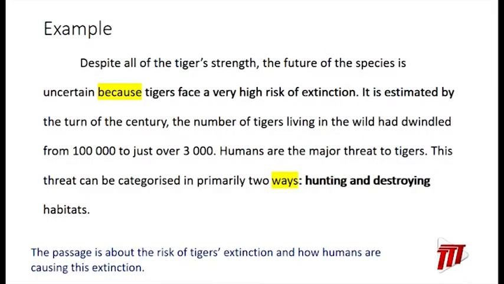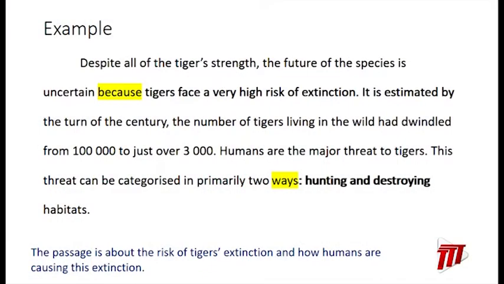Signal words: because and ways. Because tells me that there is some kind of reason, some kind of explanation, because tigers face a very high risk of extinction. Ways tells me that we're going to expect some kind of effect, some kind of cause. I wonder. Let's read it again. Despite all of the tiger's strength, the future of the species is uncertain because tigers face a very high risk of extinction. That looks like a risk, looks like an effect.